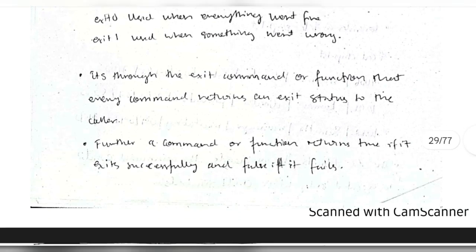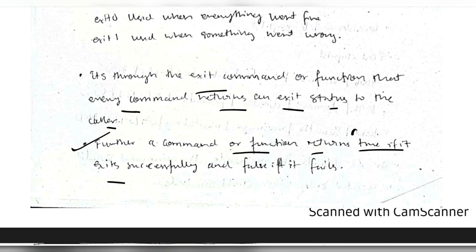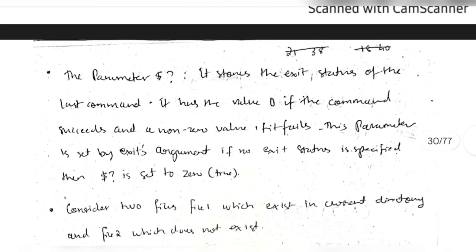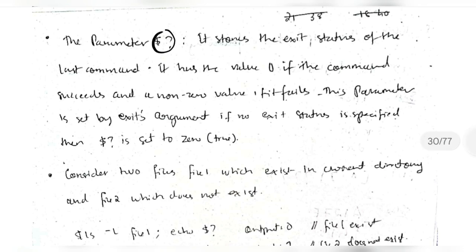Okay, it is through the exit commands or function that every command returns an exit status to the caller. Further, a command or function returns true if it exits successfully, else it returns false if it fails. So true or false is returned, and this is the parameter used to set whether, if it is 0 or 1, the execution was successful or not. In the parameter question mark it will be stored.